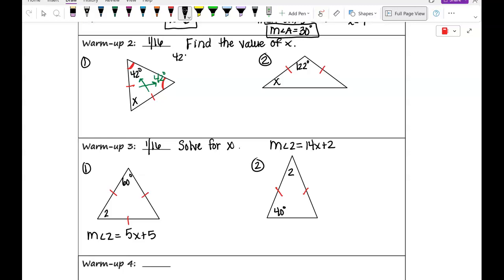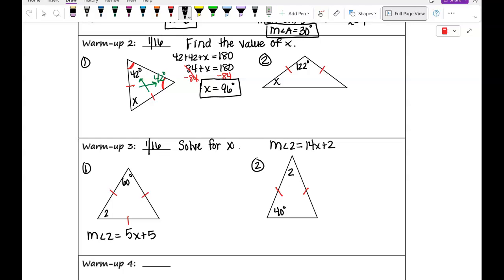So 42 plus 42 plus x has to add up to 180. So 42 plus 42 would give me 84, plus x equals 180. Subtract 84 from both sides, and what is 180 minus 84? So x would be 96 degrees. But again, it comes down to understanding that isosceles triangle theorem, because if we don't understand that and apply it, we can't get there.